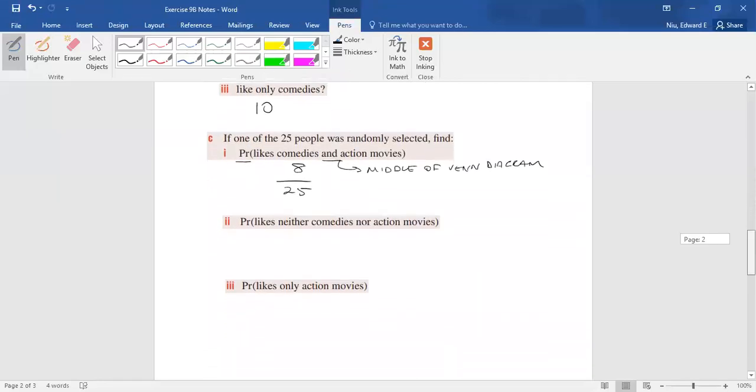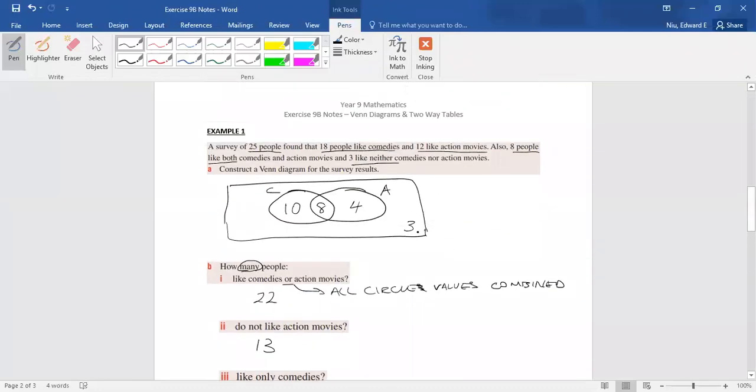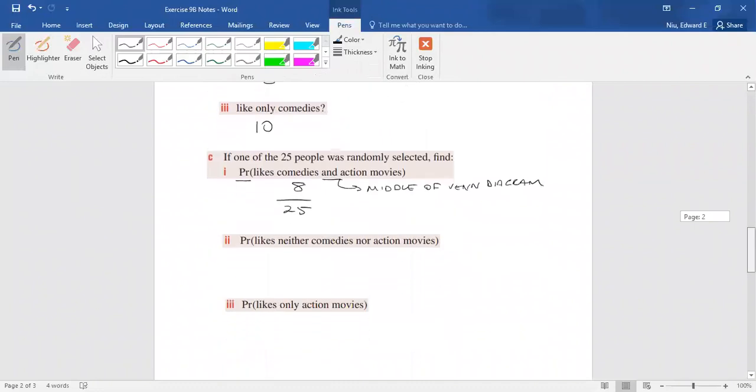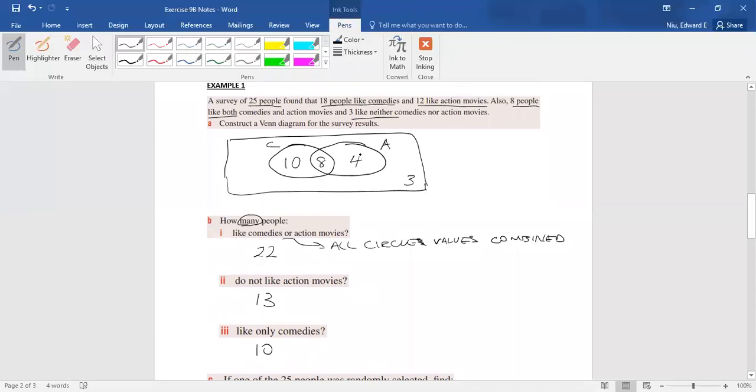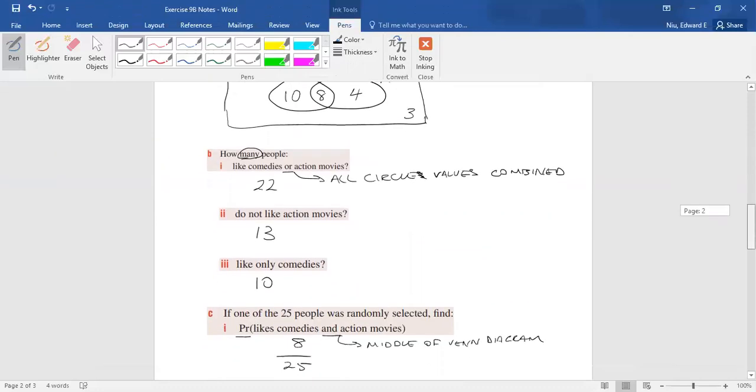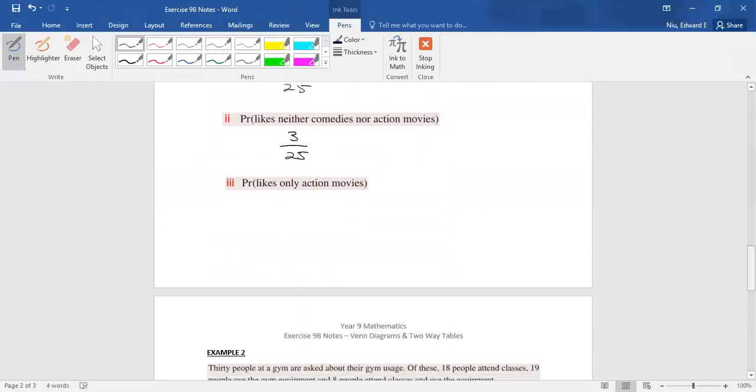Probability of finding someone who likes neither comedies nor action movies. We had, I believe, 3 people outside the circle, so that's a 3 in 25 chance. And likes action movies only. Well, how many people are just in the action circle? 4. Okay, remember this one, we don't include the middle because of the word only.